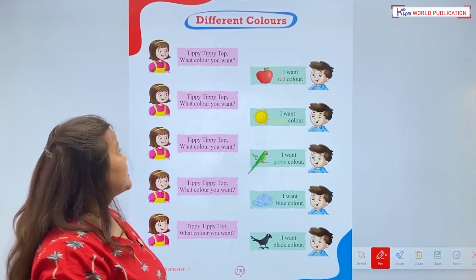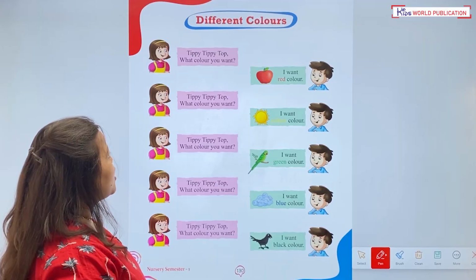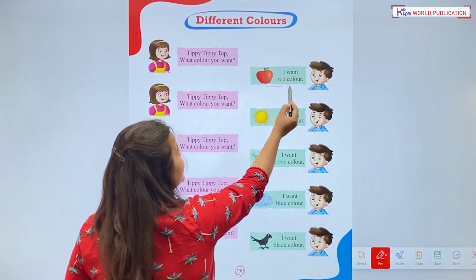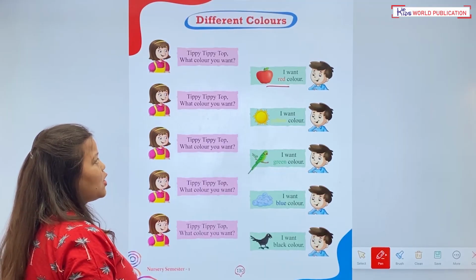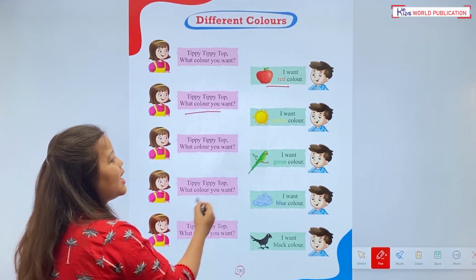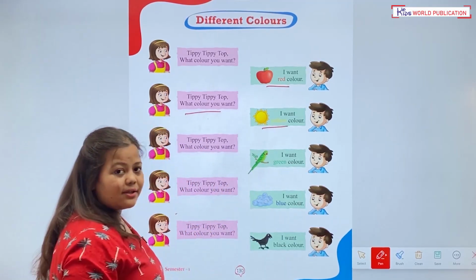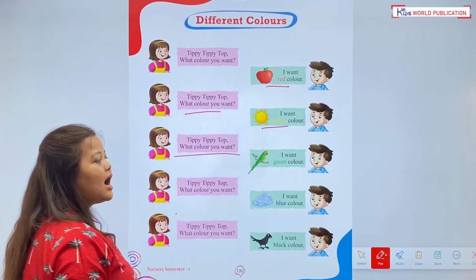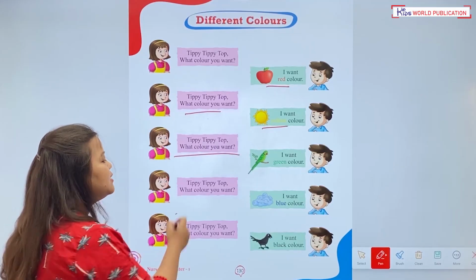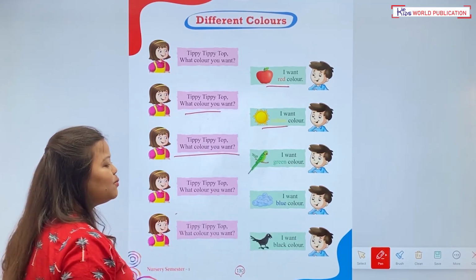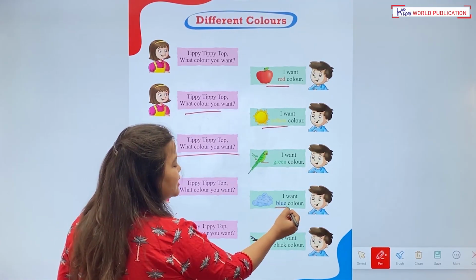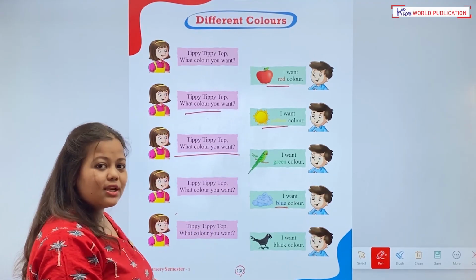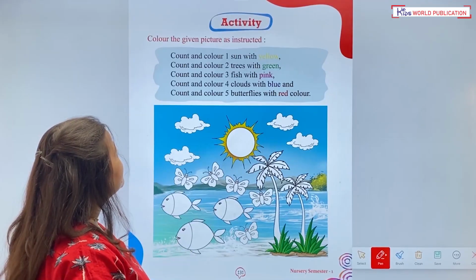Different colors. Tippy tippy top, what color you want? I want red color. Tippy tippy top, what color you want? I want yellow color. Tippy tippy top, what color you want? I want green color. Tippy tippy top, what color you want? I want blue color. Tippy tippy top, what color you want? I want black color.